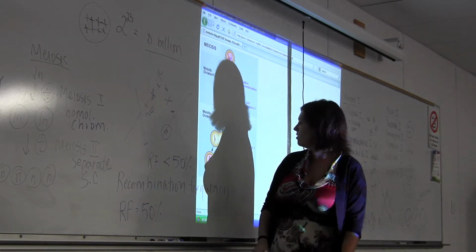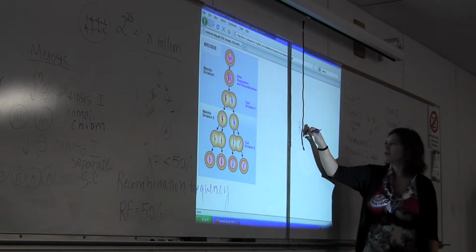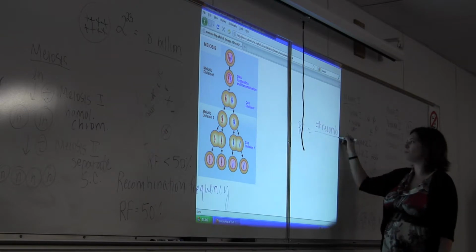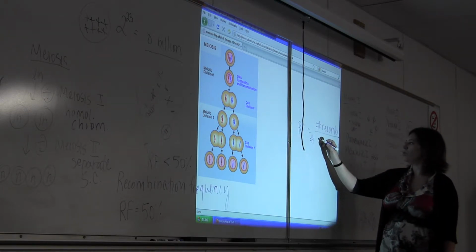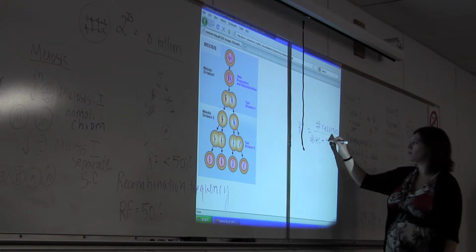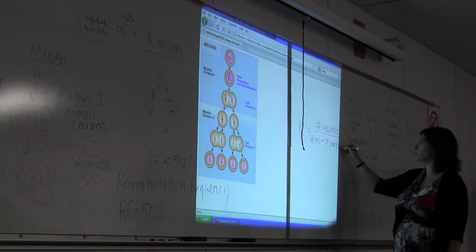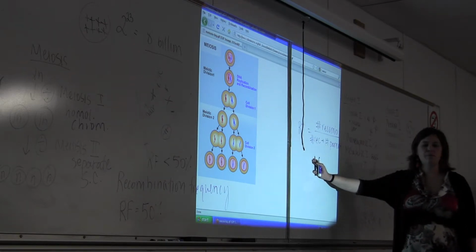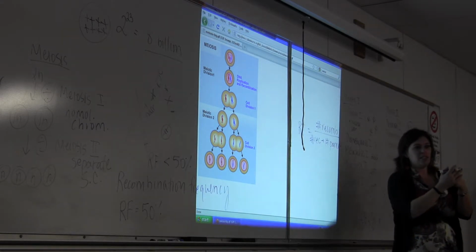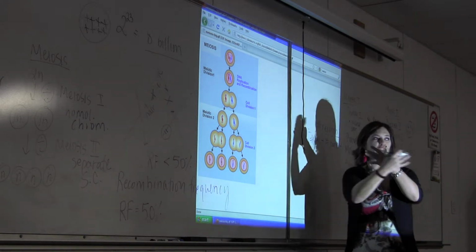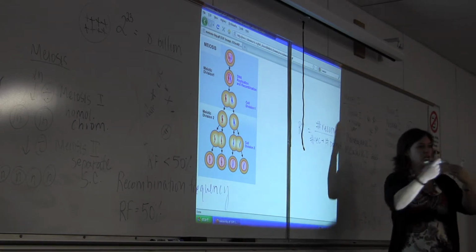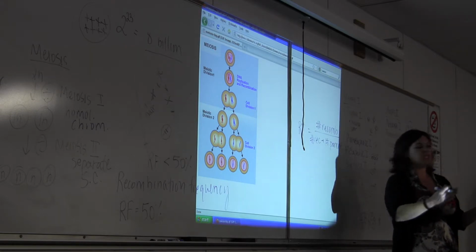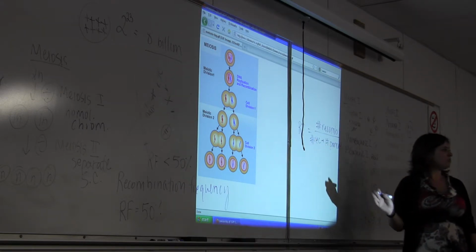And so the way that you calculate the recombination frequency, you take the number of recombinants in an offspring and then divide it by the total, the number of recombinants plus the number of parentals. So it's just a percentage that you're taking. And so if this number is equal to 50%, that means that the genes that are found on these chromosomes are going to be separated from one another. Because they're so far apart on the chromosome, the likelihood that the crossing over is going to occur between them is at its maximum, at 50%.